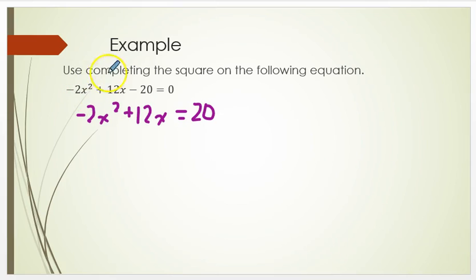Next, you'll notice that in the standard form for completing the square, I said that you cannot have a number in front of x squared. If you have a number there, you either need to factor it out, or if you can, just divide everything in your equation by that value. So in this case, I'm going to divide everything by a negative 2.